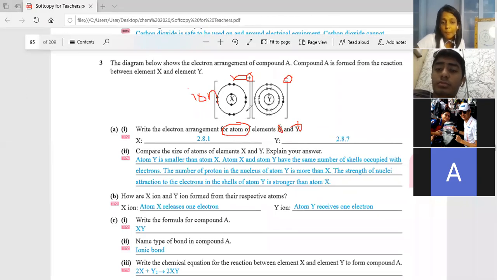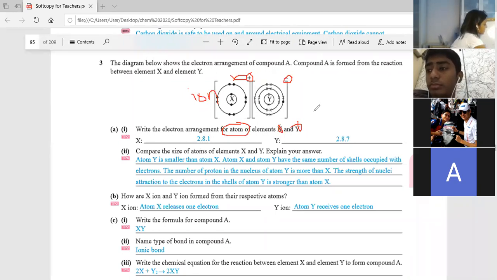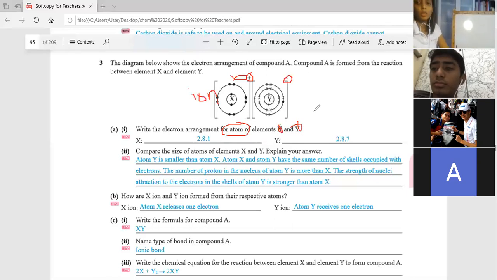Now I want to compare the size of X and Y, and this is your chapter 4 work. Now 2.8.1 and 2.8.7, are they in the same period? Yes. I'm not asking same group. I'm asking same period. Your answer is wrong. Okay, eyes on. Yes, Period 3 and different group, 1 and 17. Okay, look at Period 3 here.